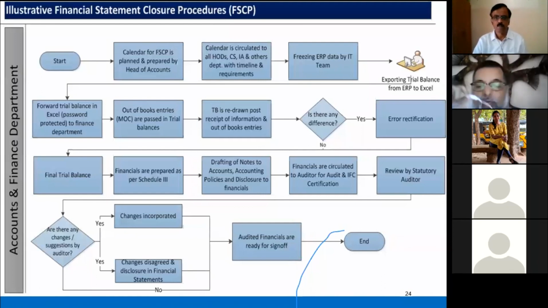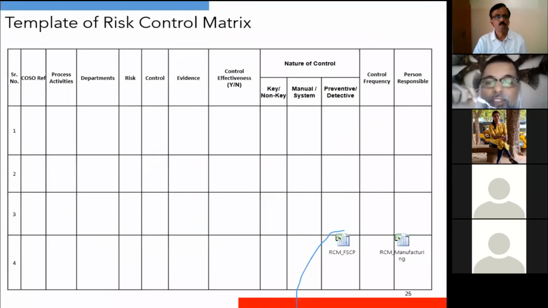The risk and control metrics can be prepared in this format, which is slide number 25. This is the template. Again, there is a serial number, COSO reference, a brief description of the process activities from the flowchart, the applicable department, then the description of risk as to what can go wrong, description of control, evidence, control effectiveness testing, the nature of control, whether it is key, non-key, manual, system, preventive, detective, control frequency, and the personnel responsible. So this is the template of the risk and control matrix which needs to be filled up by the implementer of IFC.